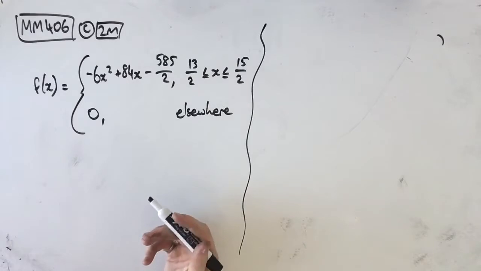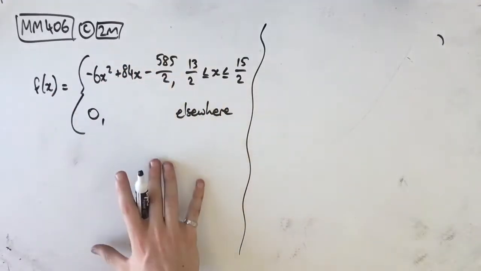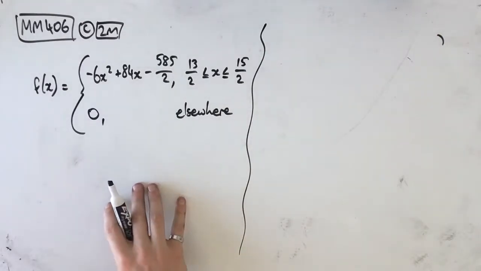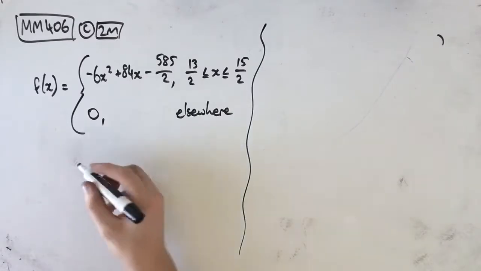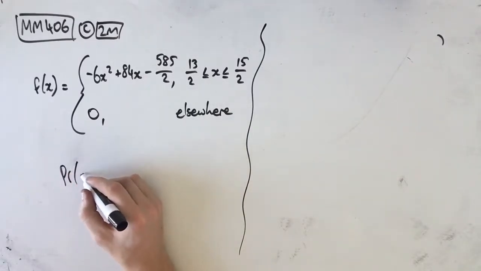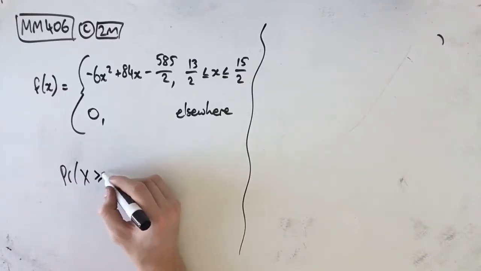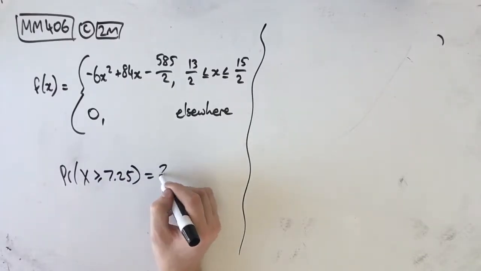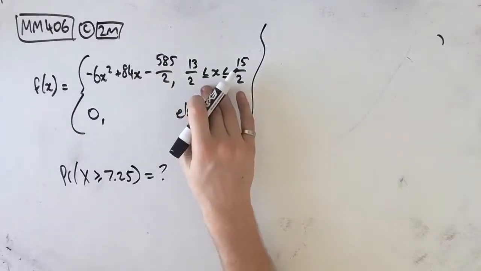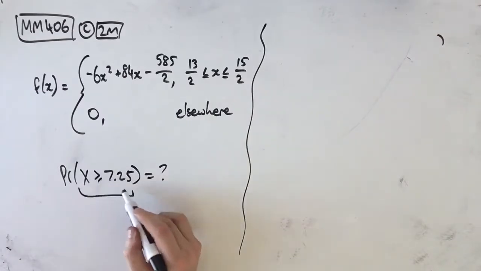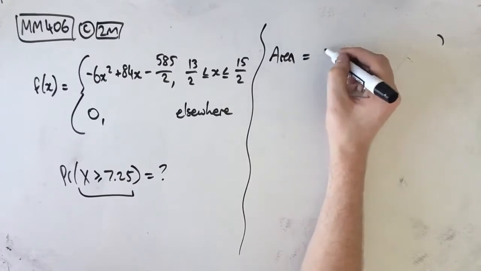So again, whenever we deal with continuous probability with probability density functions, the probability is the area under the graph. Those two things are linked intrinsically. So we're looking for the probability that x, which is the acidity level, is greater than or equal to 7.25. That's what we're looking for. Which means that we're looking for the area under the graph from 7.25 onwards, right? So we're looking for the area, which is the probability.